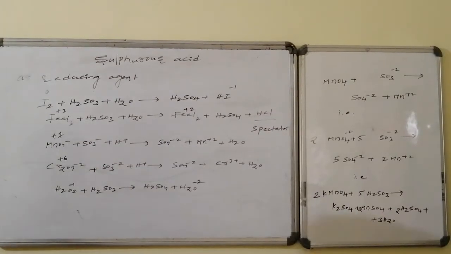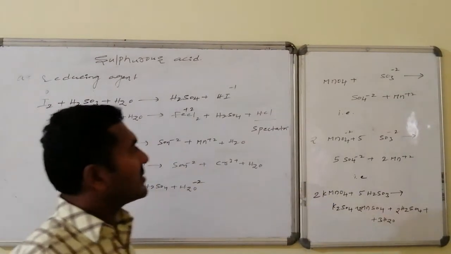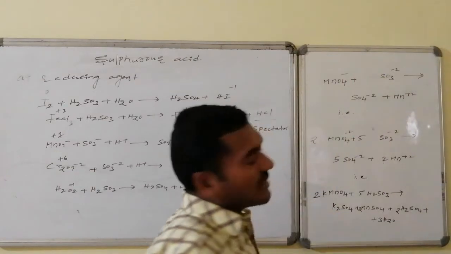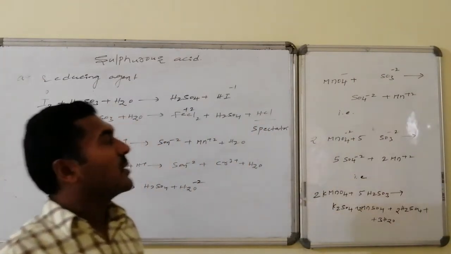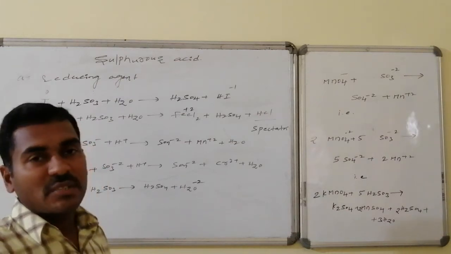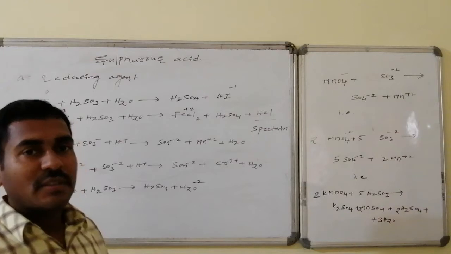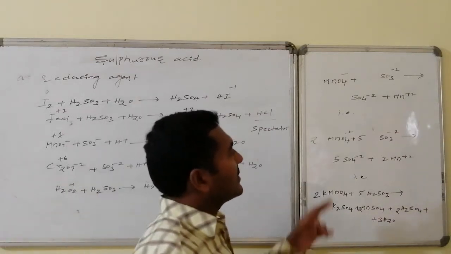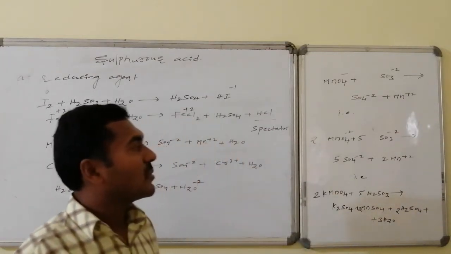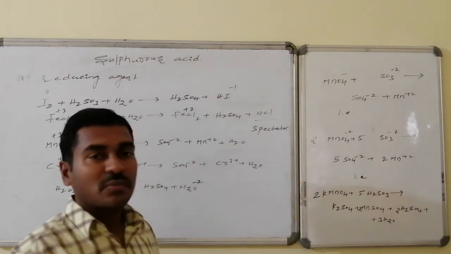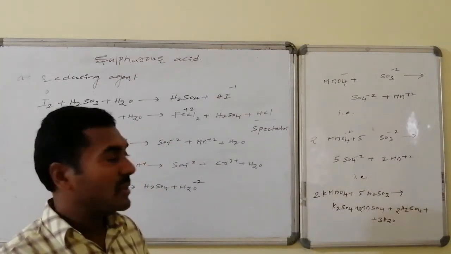The ionic equation, if I write it in terms of a molecular equation: MnO4 minus on reaction with SO3 2 minus is converted to SO4 2 minus followed by Mn2 plus. After taking the reverse of the coefficients of the oxidation number difference, 2 MnO4 minus plus 5 SO3 2 minus is converted to 5 SO4 2 minus plus 2 Mn2 plus.